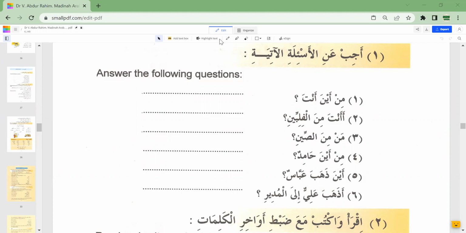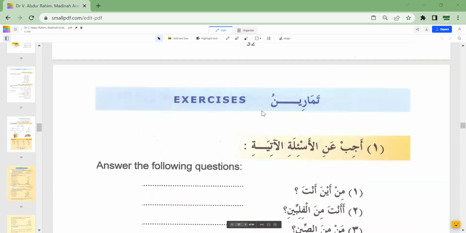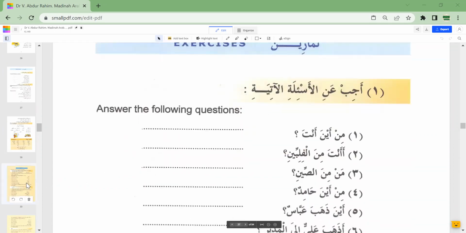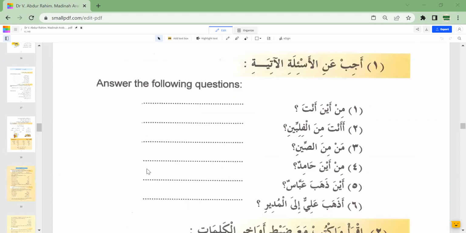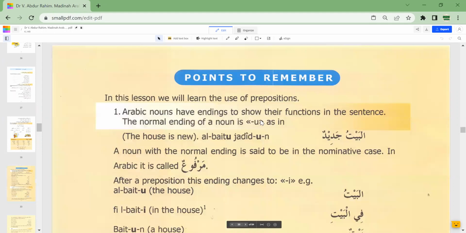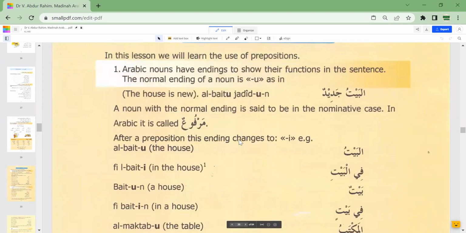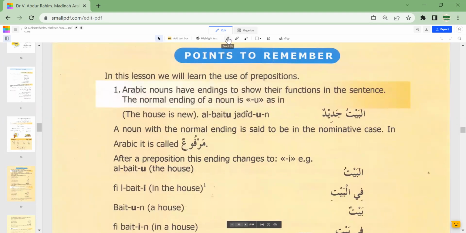Today we'll be looking at the second part of lesson number 4 from book 1. Before we begin, let's take a look at the points to remember and just refresh ourselves on what we did before in lesson number 4. So we were talking about the status a noun can have, right?